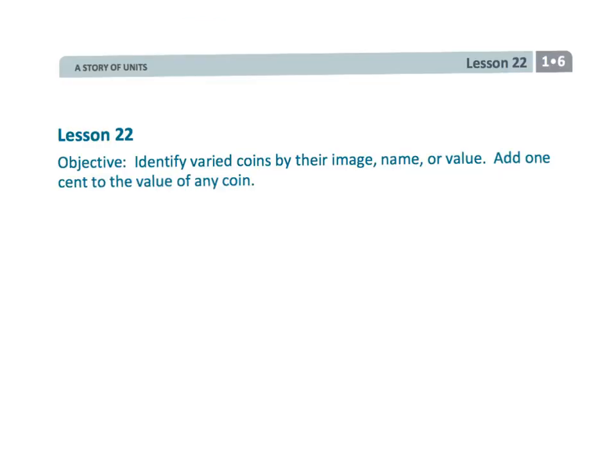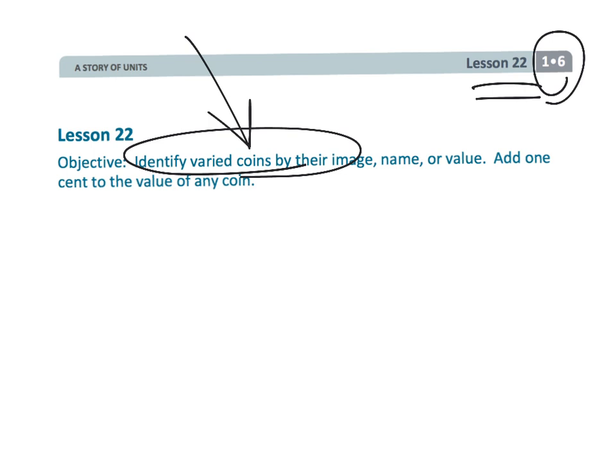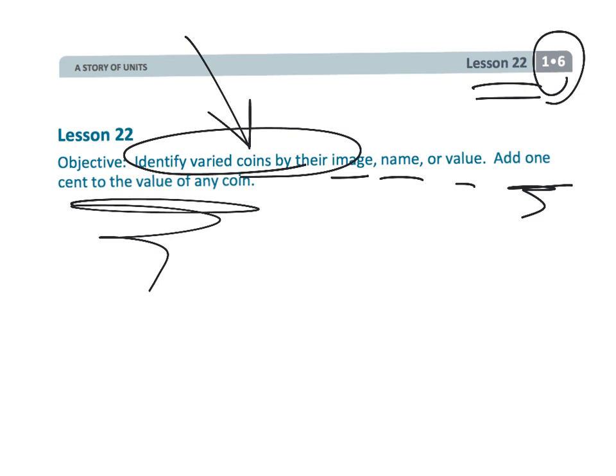And parents and teachers, that wraps up a classic first grade module 6, lesson 22. Students are going to continue practicing identifying their coin by image, name, and value. But in the concept development, they started practicing adding 1 cent to the value of any coin. Our homework didn't exactly do that. Our homework was really focusing on some problem solving and identification.